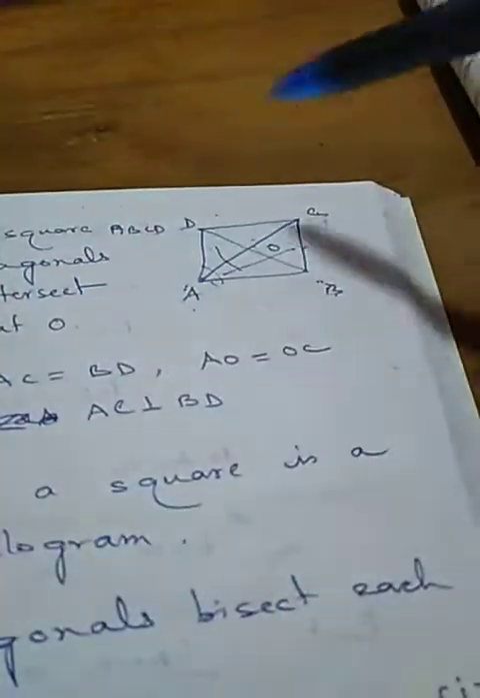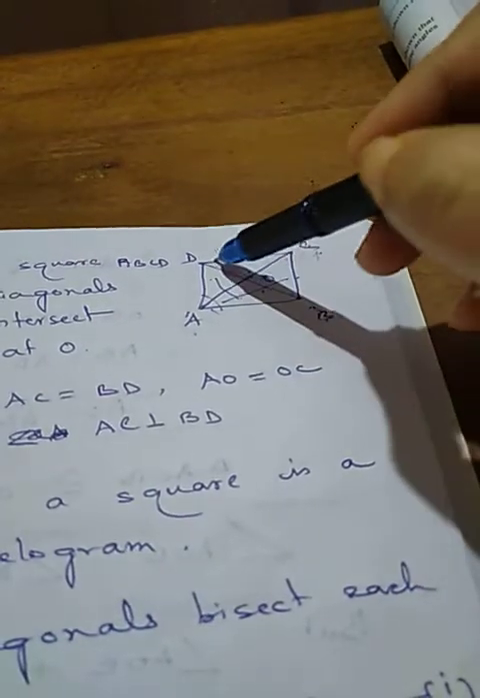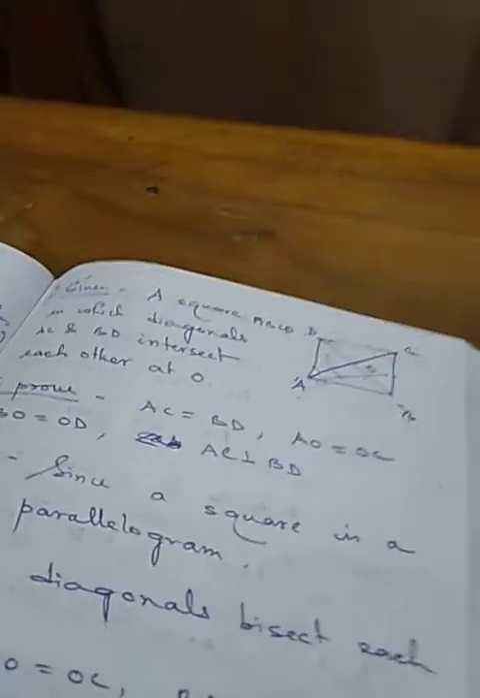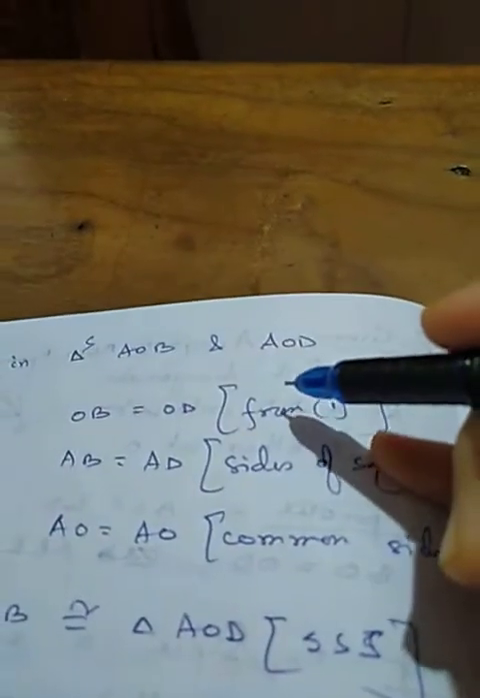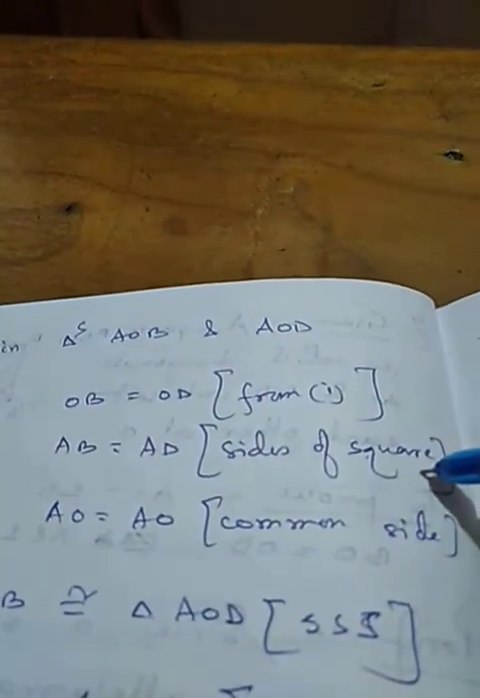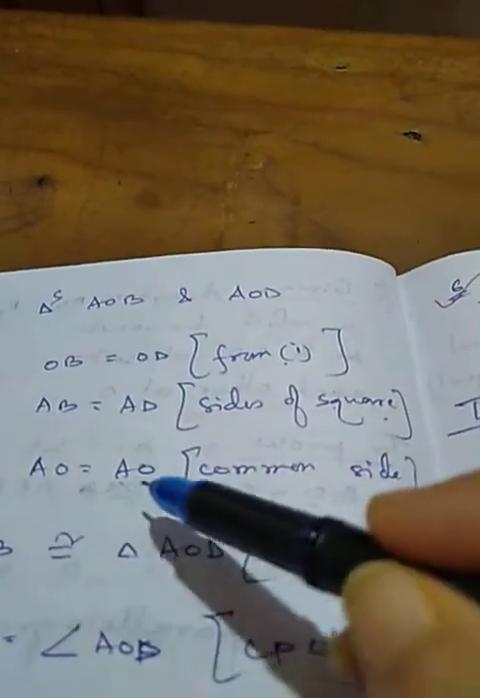One is AOB, another is AOD. So these two triangles we have taken, and we have written OB equals OD, AB equals AD, sides of a square. OB equals OD, from 1 we have already proved that they are bisecting each other. AO equals AO, common side.